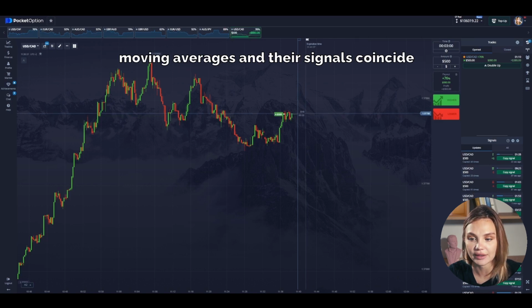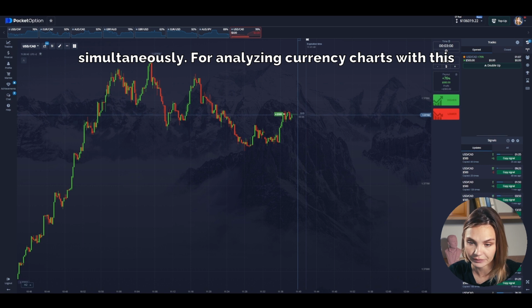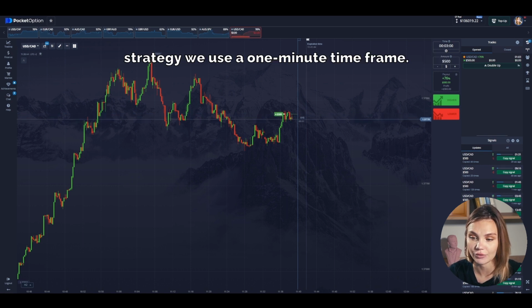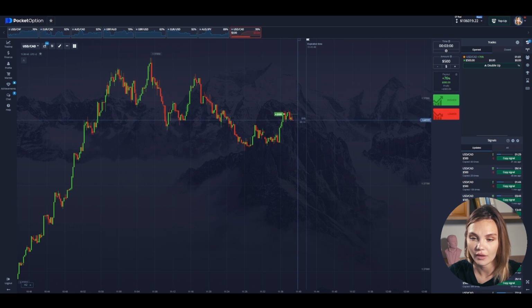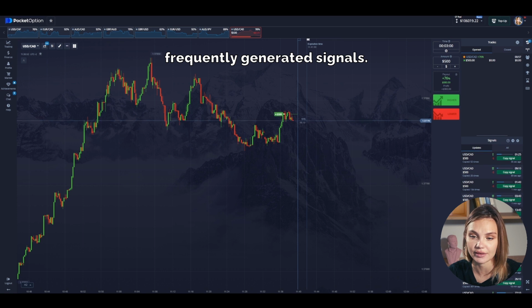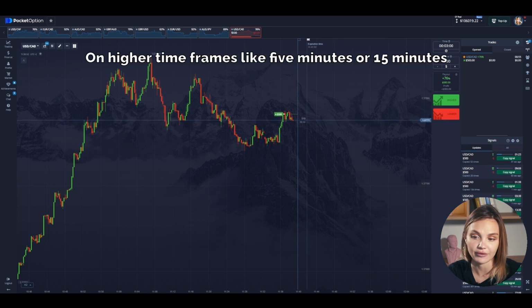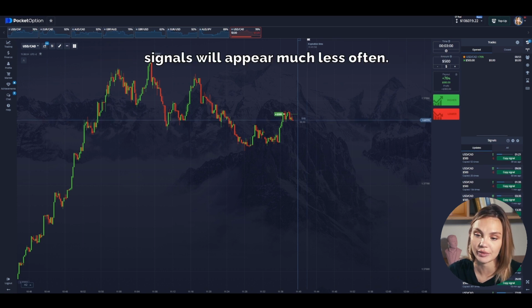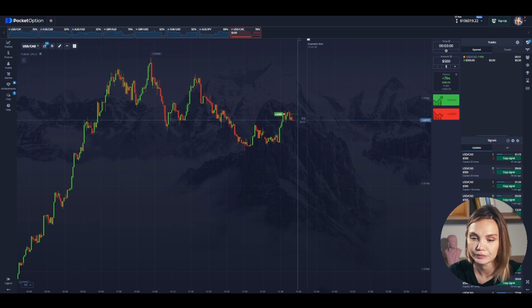We are using the simple moving average specifically, and the essence of the strategy is that there are two moving averages and their signals coincide simultaneously. For analyzing currency charts with this strategy, we use a 1-minute time frame. On this time frame, it delivers the best results and frequently generates signals. On higher time frames like 5 minutes or 15 minutes, signals will appear much less often.